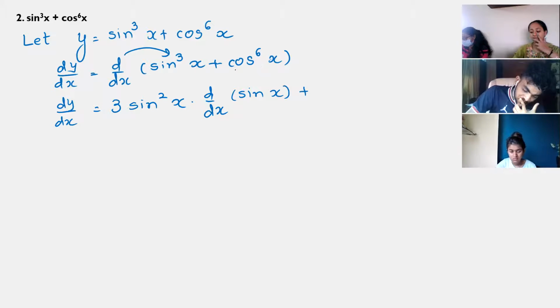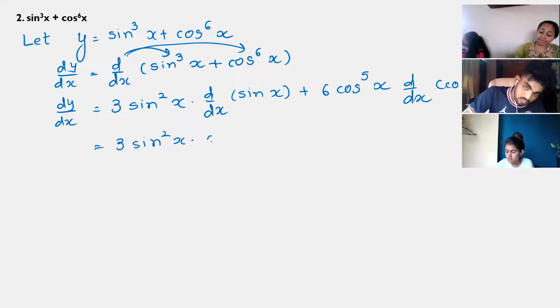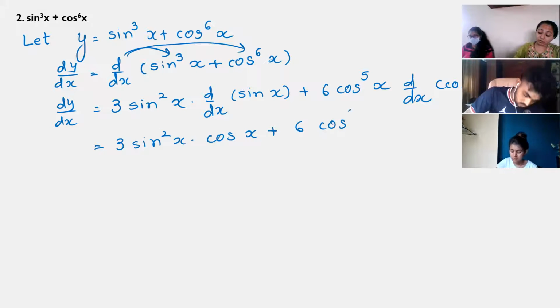Plus, in a similar manner, d by dx of this is 6 into cos to the power 5x. One power is reduced, but it is not x. It is cos x, which needs to be differentiated. So 3 sine square x, the differentiation of sine x is cos x, plus 6 cos to the power 5x as it is, and the differentiation of cos x is minus sine x.